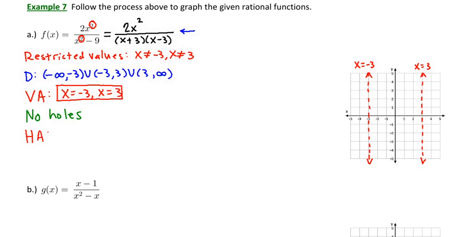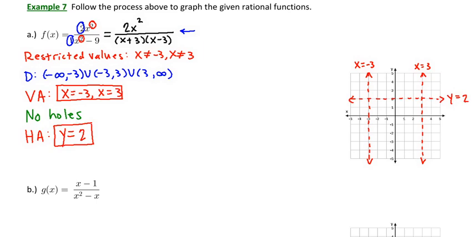That is, leading coefficients. So for a horizontal asymptote, the form of the equation is y equal to a constant, and we're going to find the ratio of leading coefficients. So the leading coefficient on top is 2, and the leading coefficient on the bottom is 1. So the ratio 2 divided by 1 gives us the equation y equals 2. So let's go ahead and sketch that on our graph. We have the horizontal asymptote y equals 2.